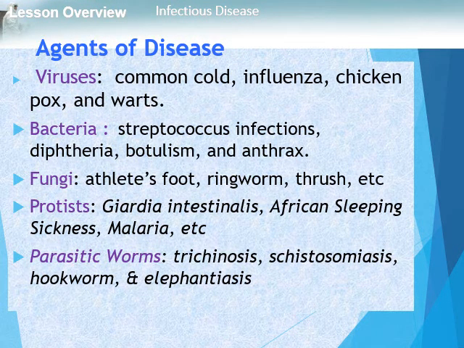We have finally parasitic worms. Parasitic worms are, as the name indicates, parasites that infect humans, and they are worm-like. They may enter through the mouth, nose, anus, or skin. Most reside in the intestinal tract where they absorb nutrients from the host. Some of the diseases that they cause include trichinosis, schistosomiasis, hookworm, and elephantiasis.